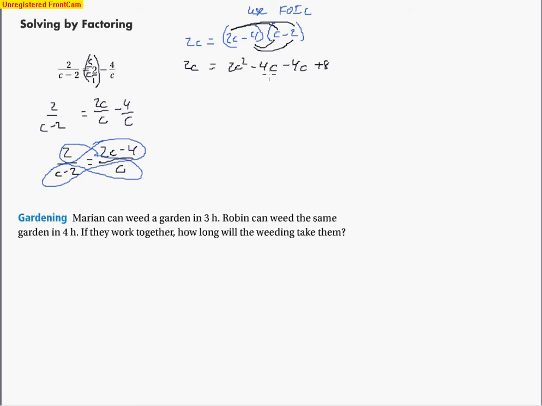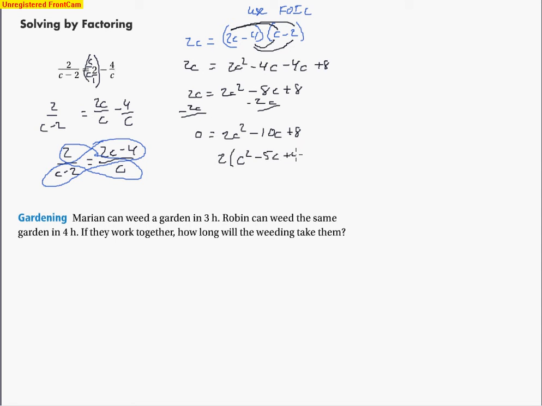I go ahead and collect some like terms. So I still have 2c equals 2c squared minus 8c plus 8. Then I'll subtract the 2c from both sides, and that leaves me with 2c squared minus 10c, because they're the same sign, so I add, plus 8. From this point, I can go ahead and factor this. This is all set equal to 0 because I moved this term over. So I'm going to pull out the 2, that common factor, to make the factoring easier.